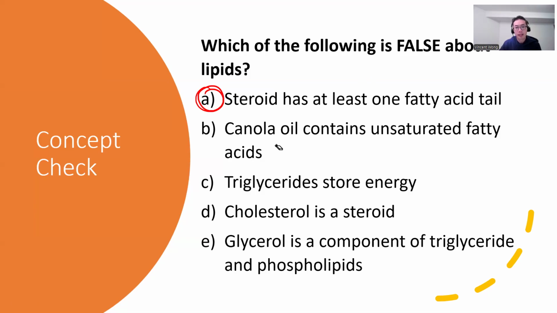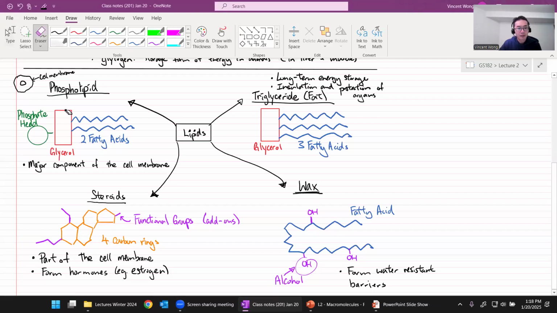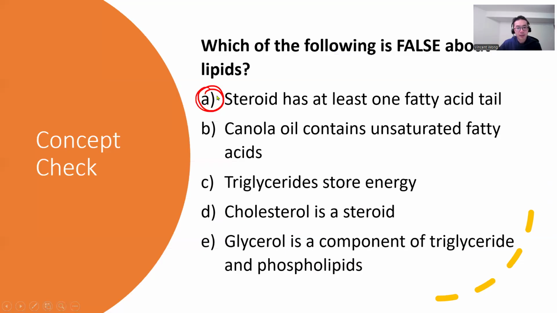Canola oil contains unsaturated fatty acid. That's true. Plant-based, it's mostly unsaturated. Triglycerides store energy. They do long-term storage. Cholesterol is a steroid. It literally says so in the notes. And glycerol is a component of triglyceride and phospholipids. That is also true. Take a look here. Both triglyceride and phospholipids have the glycerol, right? Which is why it's important to color code your notes. It just makes it much easier to see them. So the correct answer for this question is A.